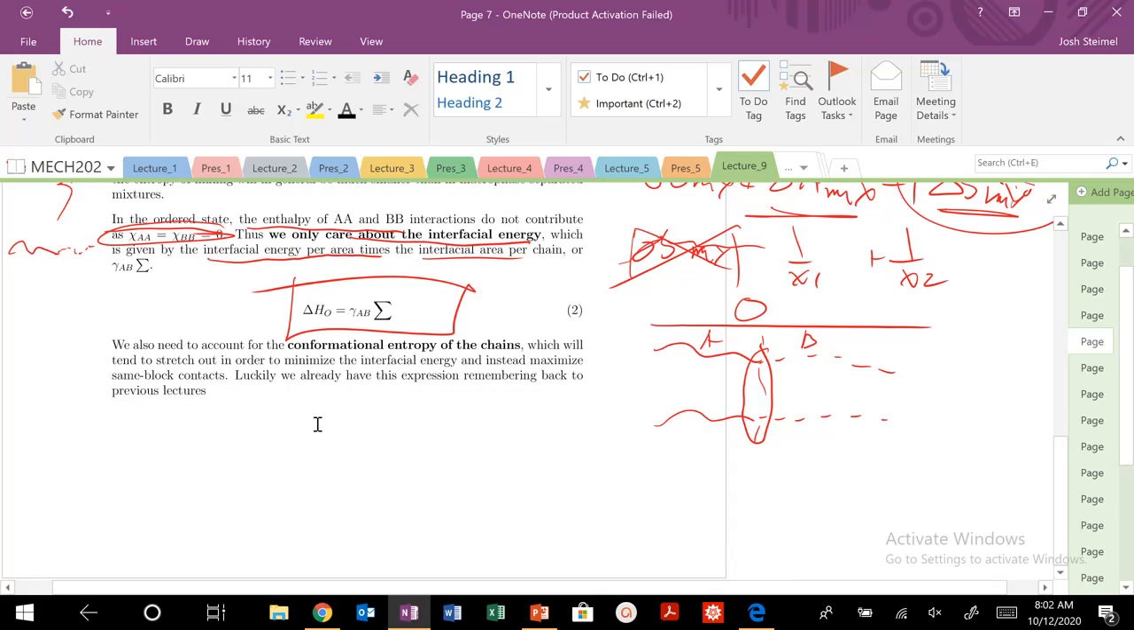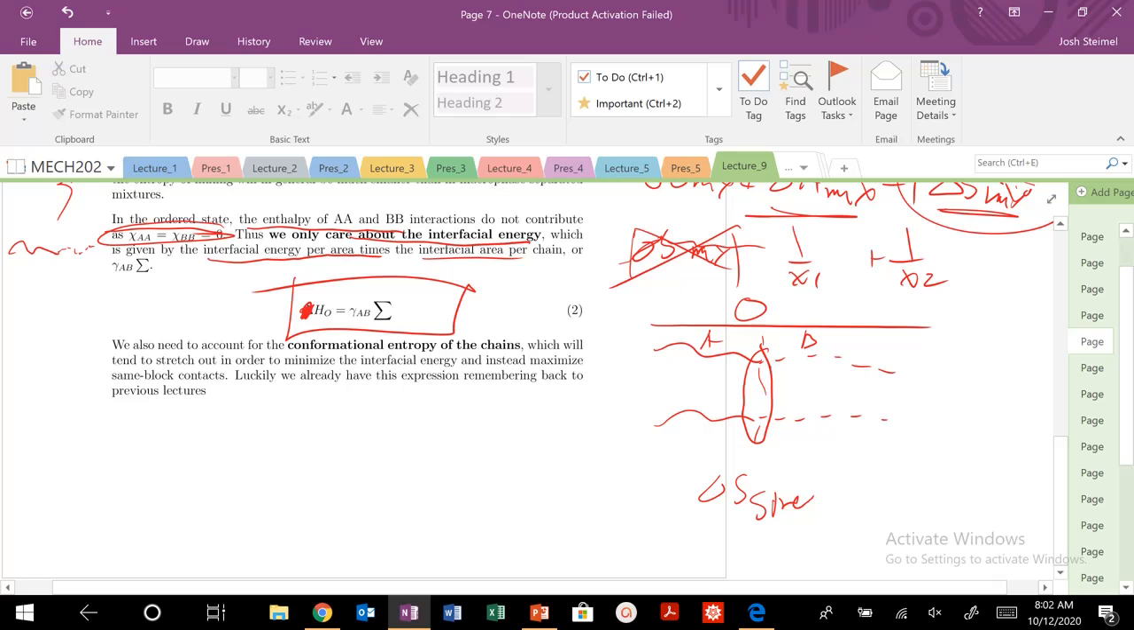Actually, forget about the delta. Excuse me, that's a typo there. So that's the enthalpy in the ordered state. Now, what else is happening here? Again, there are those AB interactions; AA and BB don't matter. What else is happening here? Well, we talked about last time, there's that delta H of stretching.